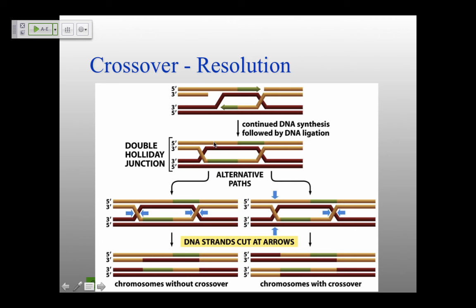Yeah? So the one on the left, chromosomes without crossover, on the right, it's chromosomes with crossover. If you had two coming from the top and bottom, both of them coming from the top and bottom, it would be without crossover again. That is correct. So they have to be the opposite orientation to give you a crossover.